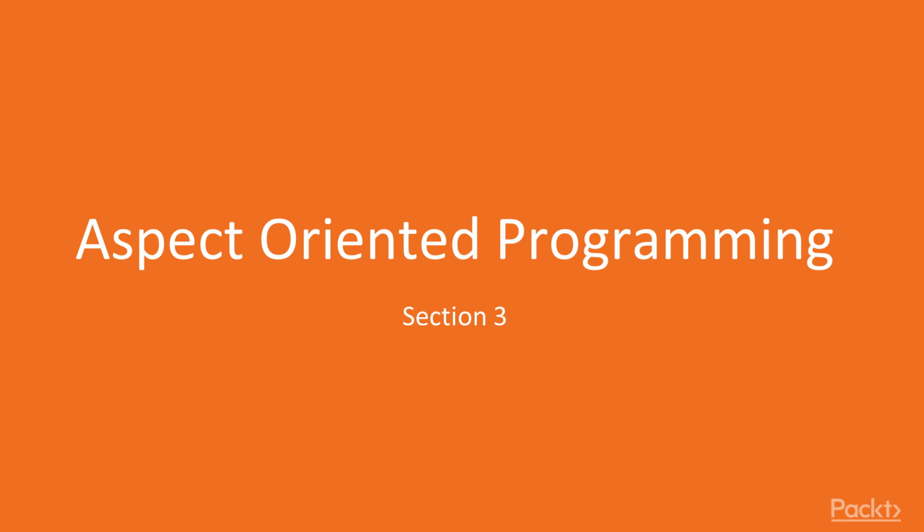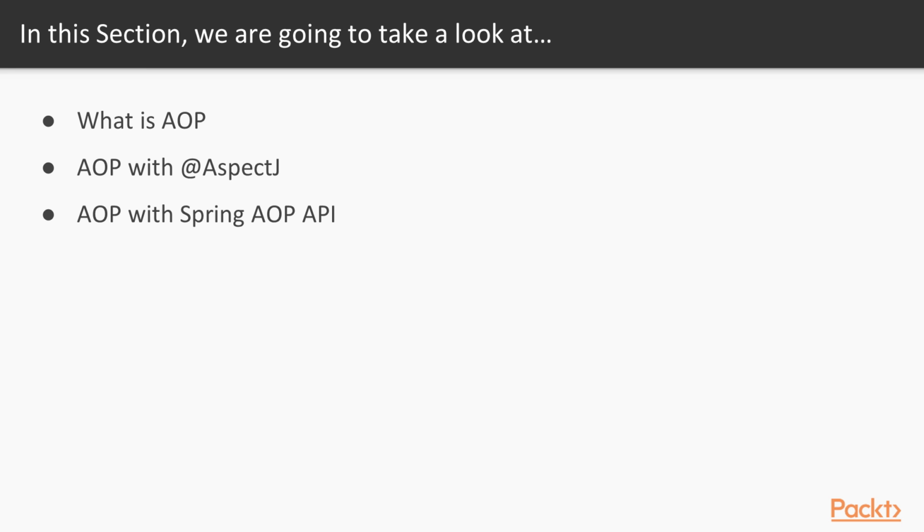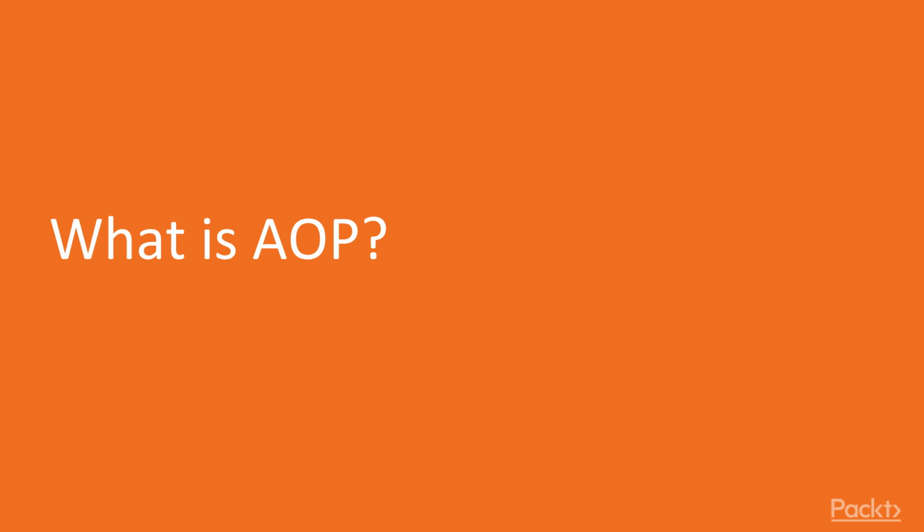In this section, we will take a look at aspect-oriented programming, or AOP. We will learn what AOP is, what Spring provides to support the most popular implementation, which is AspectJ, and of course we will also take a look at built-in capabilities for AOP implemented within Spring Framework by itself. Okay, let's start. What is AOP, Aspect-Oriented Programming?